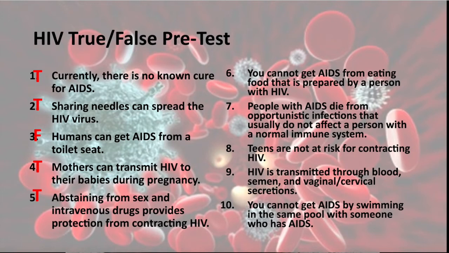Number 6, you cannot get AIDS from eating food that is prepared by a person with HIV. That is true. Number 7, people with AIDS die from opportunistic infections that usually do not affect a person with a normal immune system. True. Number 8, teens are not at risk for contracting HIV. That is false. Number 9, HIV is transmitted through blood, semen, and vaginal cervical secretions. That is true. And number 10, you cannot get AIDS by swimming in the same pool with someone who has AIDS. That is also true.